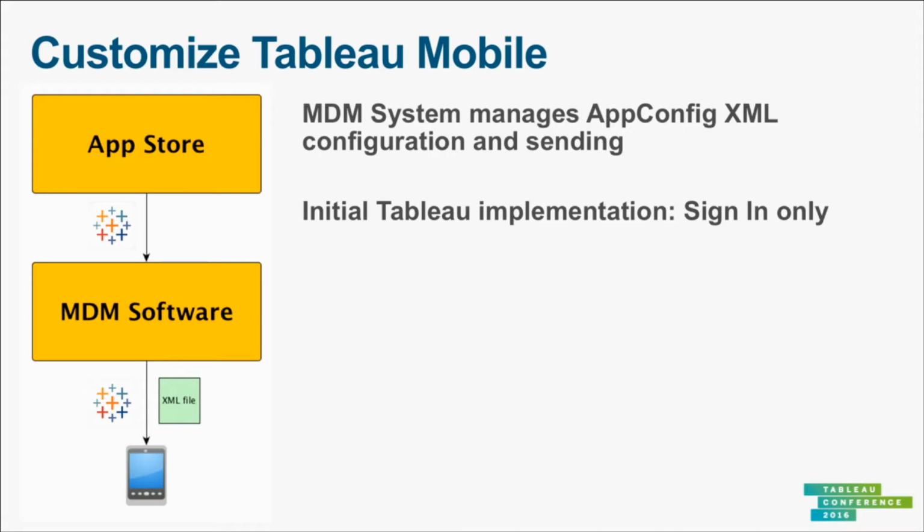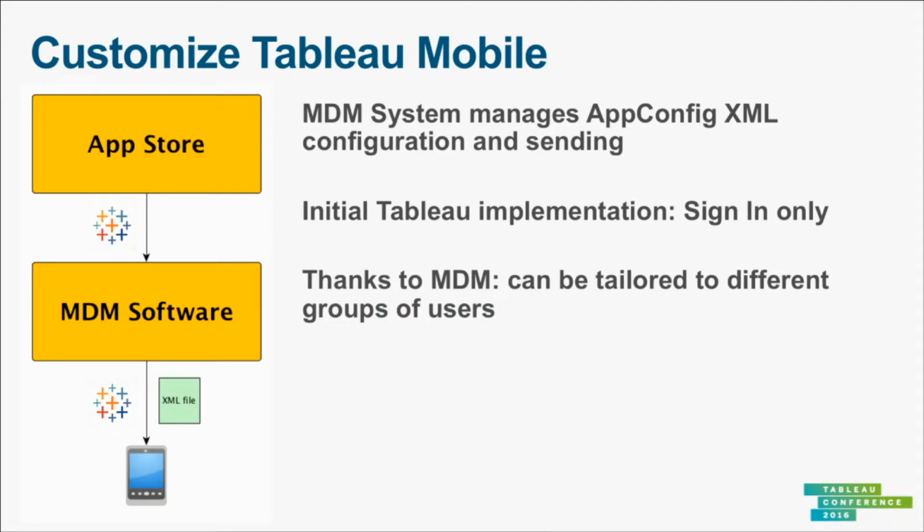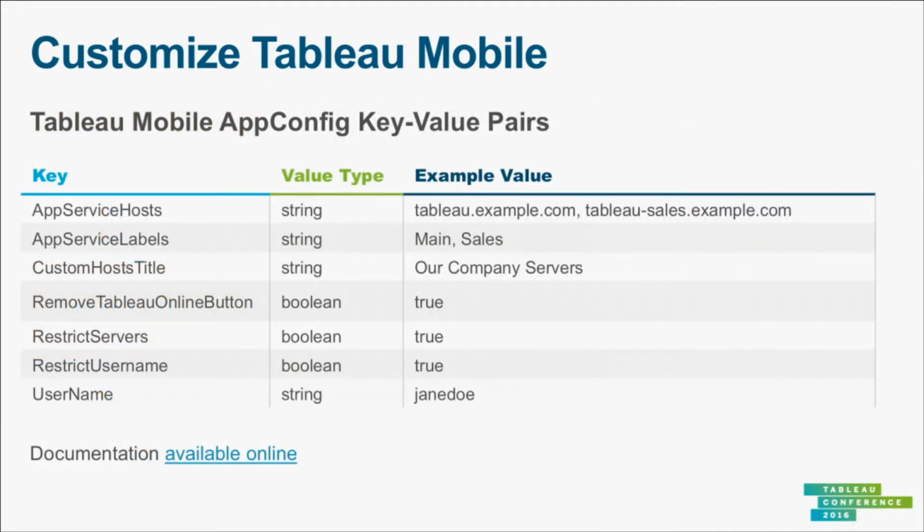Our initial Tableau implementation is focused on sign-in, making that easier. And because MDM systems already have the concepts of groups, this means you can specify different sign-in experiences for different groups. So you can have the sales team get one experience, the marketing team gets a different experience, the engineering team can get a different experience. These key value pairs are listed here. I won't go into detail on each one. There's some documentation online, but the important thing is there are keys on the left and values on the right, and this is what you would configure inside of your MDM system.